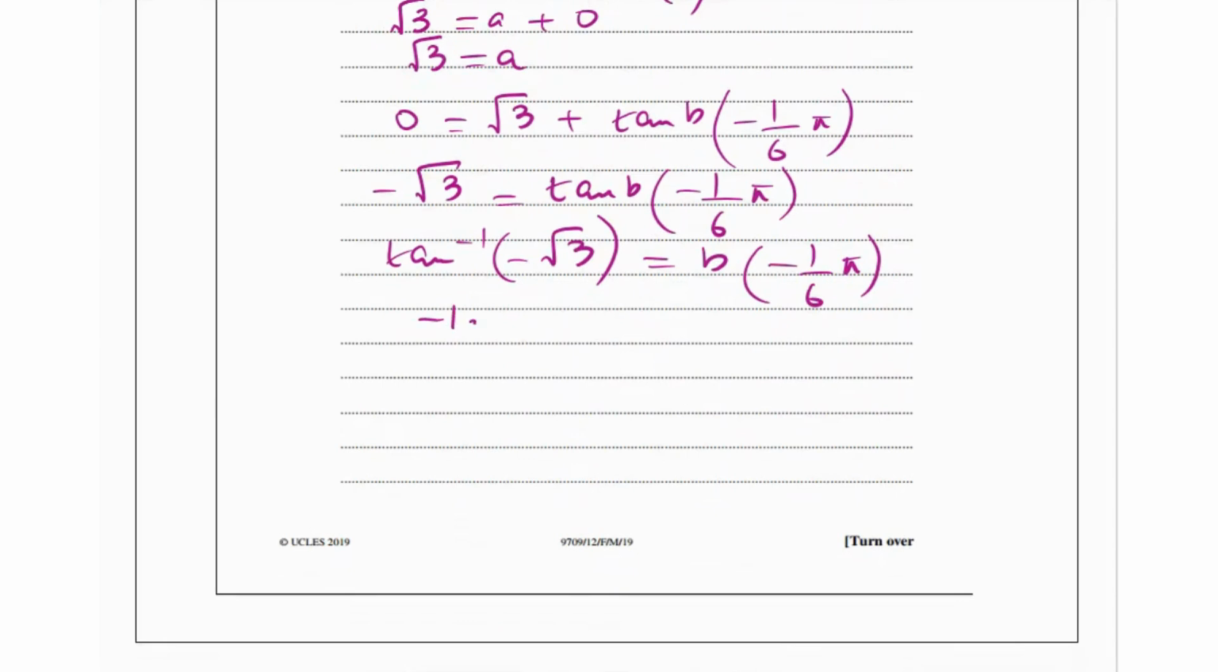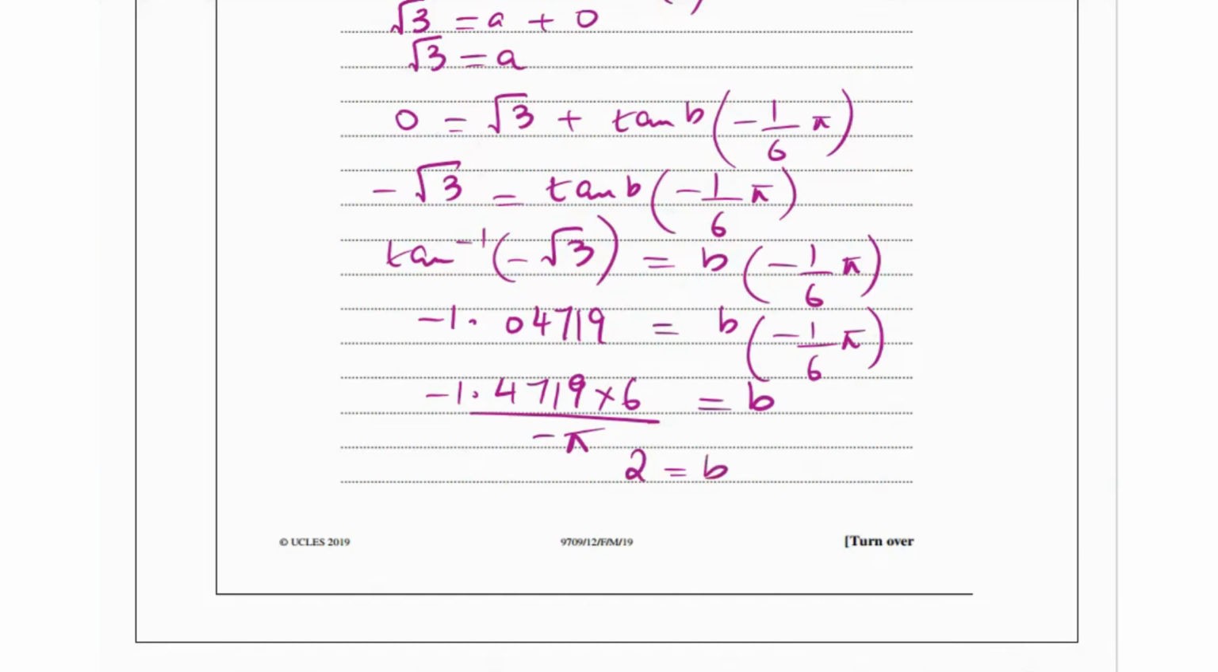That's negative 1.04719. Cross multiply negative 1.04719 times 6 divided by negative pi equals b. So that's going to be 2. So the value of a is root 3 and b is 2.